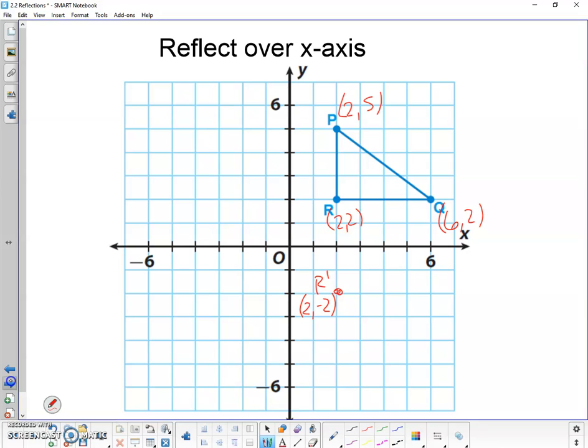Q, where does Q end up? Six, negative 2. And then if we flip P over, it's still going to be at 2, but down at negative 5.